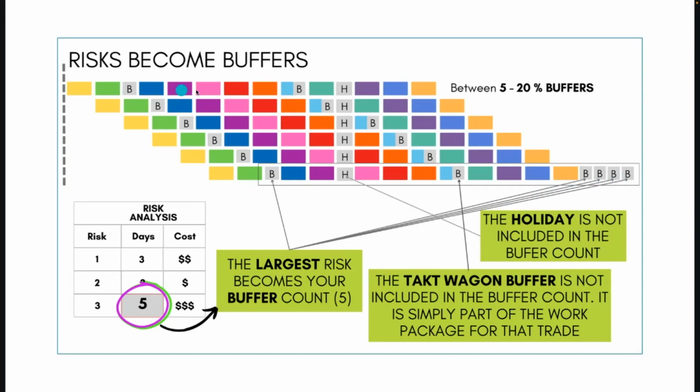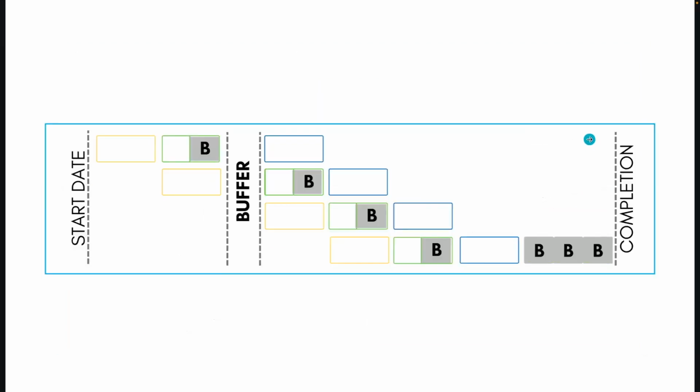The buffers actually in the sequence will be separate and be between 5 to 20%. And just remember, the holiday is there to buffer the holiday itself. So it should not be included in the actual buffer count completely for the total to cover the risks. And then the takt wagon buffer is not included because it's just a part of the actual sequence itself. So what we're looking for is in our schedule to have buffers throughout to create a complete schedule.